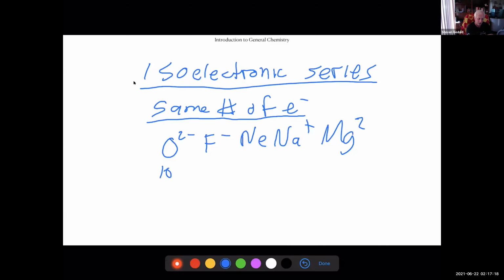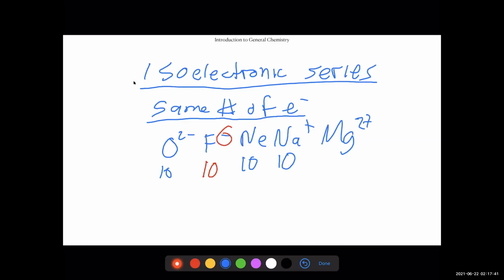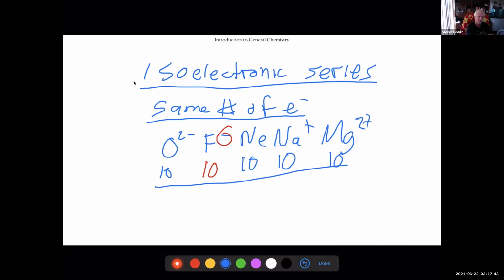And we have 1 extra one, right? This negative charge right here. We have 1 extra electron. So we have 9 plus 1, you have 10. Neon. What's the number for neon? 10. Sodium. What's sodium? 11. It's a plus 1, so it's minus 1 electron. So 11 minus 1 is 10. Magnesium is what? 12. And it's a plus 2. So that's 10. They all have 10 electrons.